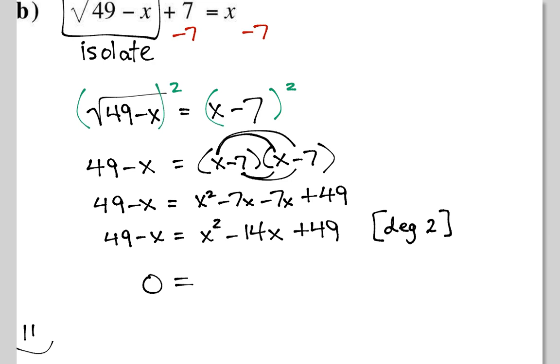Okay, we're going to put 0 on the left because x squared here is positive on the right. So we want to put everything else on the right. So I got to subtract 49 and add x. So if I add x, I get minus 13x. And if I subtract 49, I get 0. Good. Subtract 49 and add x.